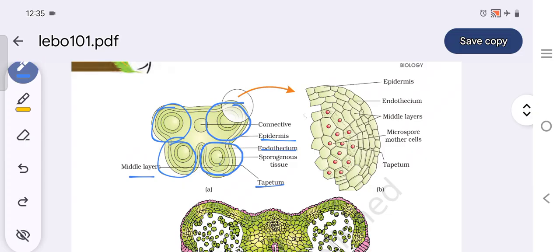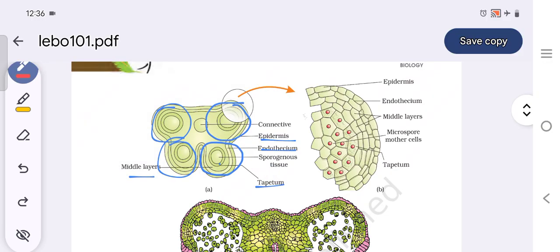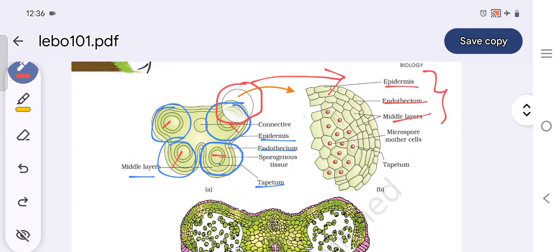And in the center of each of these four microsporangia, it would be having the sporogenous tissue. So where is the sporogenous tissue here? This is one sporogenous tissue, this is two, this is three, and this is four. Now when you take an enlarged view of this portion, that is what is shown here. The enlarged portion tells you how these layers are arranged. So you have epidermis, endothecium, and middle layers forming the outer part, and tapetum is the innermost layer.